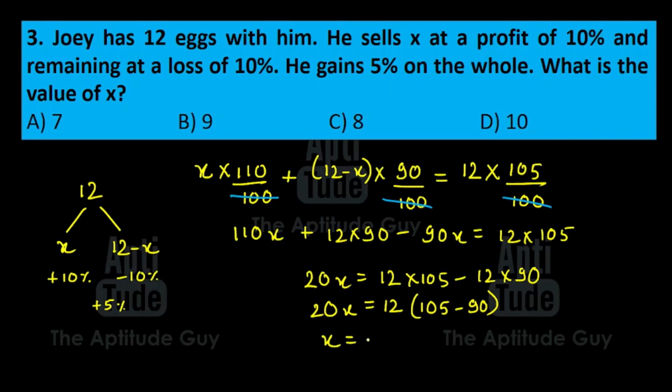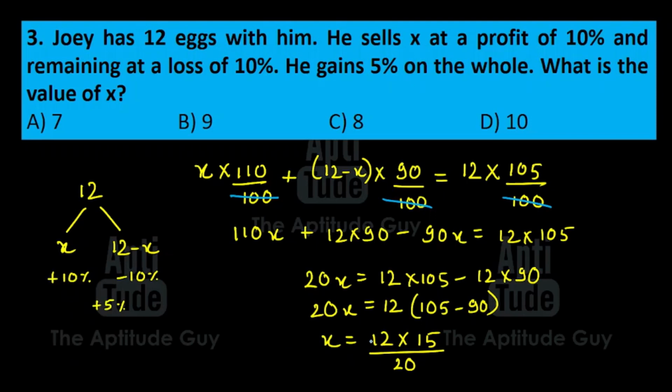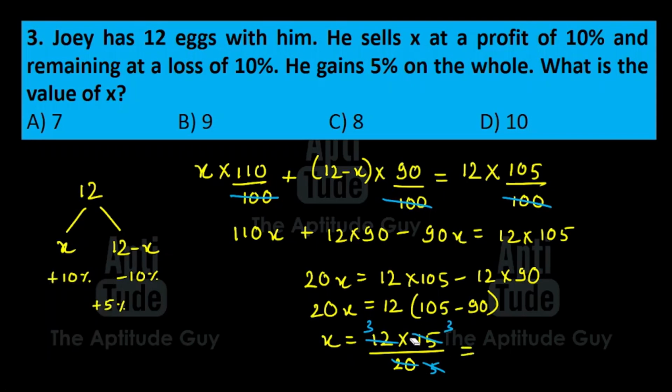So x is equal to how much? We have 12 into 105 minus 90, which is 15, divided by 20, which comes at the bottom as the denominator over here. We have 20. That's it. Now let's cancel things out. 4 3s are 12, 4 5s are 20. And 5 3s are 15. So what is the final answer? We have 3 3s are 9. Done. Answer is option B.